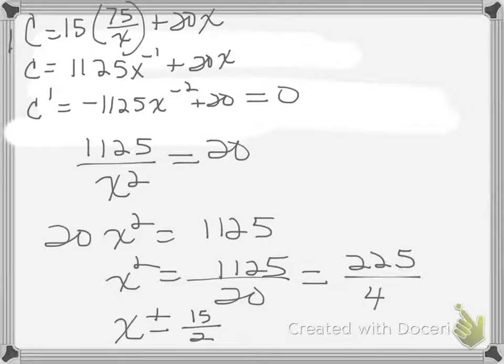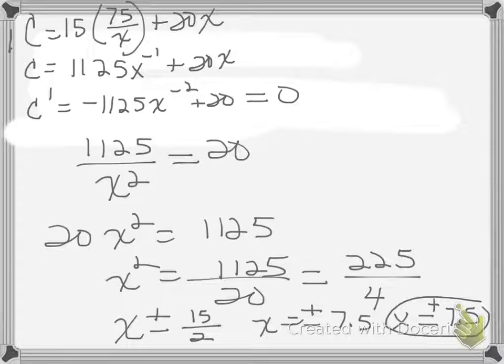Okay, so x equals plus and minus 7.5. Now, I can't have a negative length, so x will only be positive 7.5. Okay, so that's my x value. So again, I'm trying to figure out the dimensions of the garden such that the cost of material is minimized. So far I have that for my x.